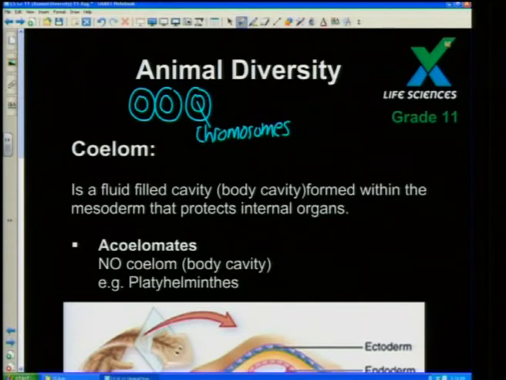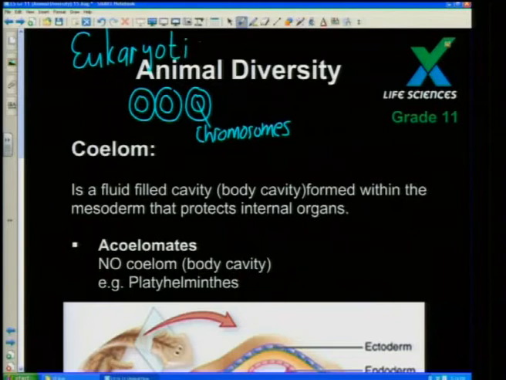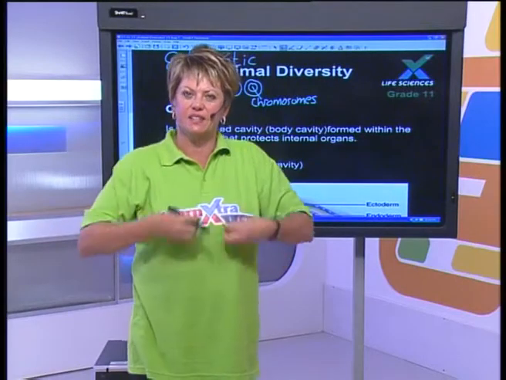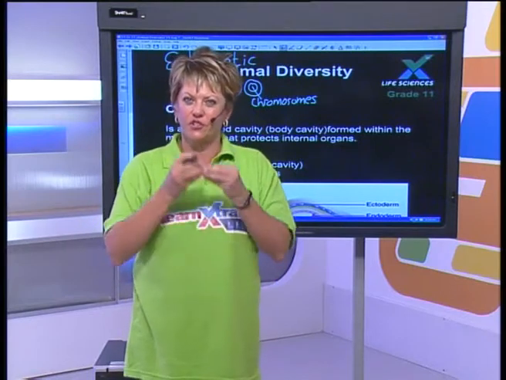Now because you have got a true cell, a true nucleus, and your body consists of millions of these, we just use the term eukaryotic, which means that our cells are eukaryotic, which means that we are eukaryotes, meaning that every single cell in our body has got a true nucleus. I hope, Kelly, that answers your question.